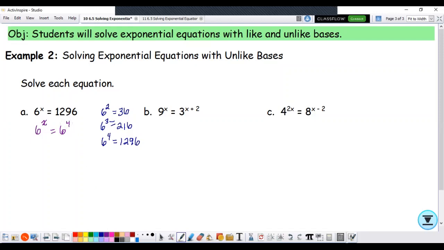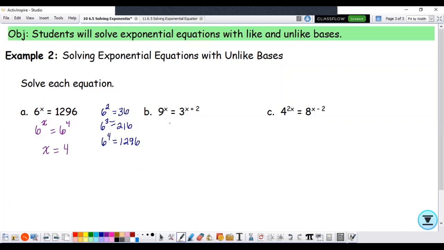And now that I have the same base, I can say, in order for these two sides of my equation to have the same value, the exponents must have the same value. Therefore, x must equal 4. So I have 6 to the 4th equals, as we know, 6 to the 4th.